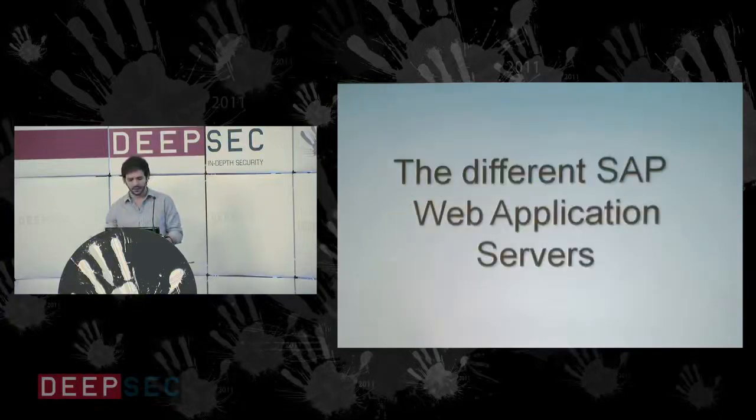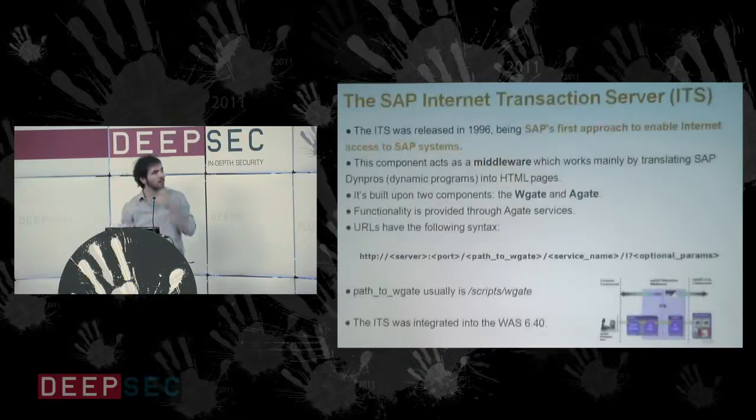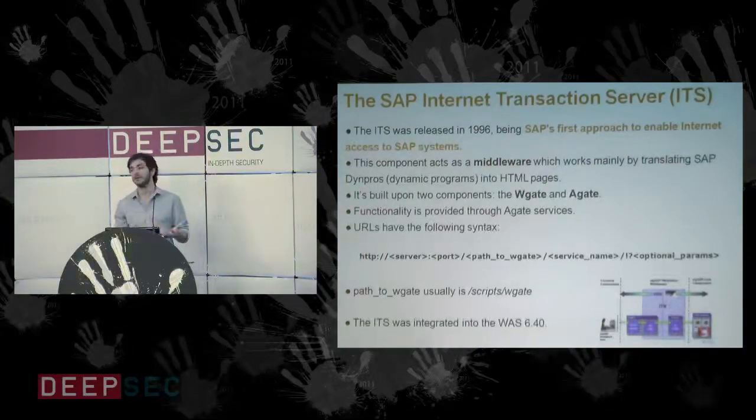So let's get into the core of the subject, and let's start talking about the different SAP Web Application Servers. Once you get used to an SAP acronym or a name or a solution, SAP is going to change it, yeah? So don't put too much effort into remembering names or anything. The first SAP Web Application Server released by SAP is the Internet Transaction Server, the ITS. It was released in 1996, and it's basically a middleware, right?